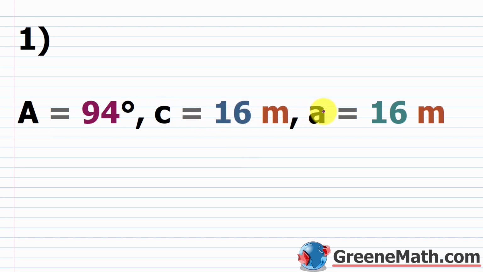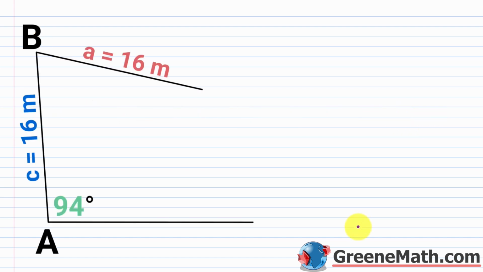And then our side A, remember, this is going to be the side that is opposite of this angle A. This has a length that's 16 meters. What you can do is sketch a little picture and just think about what's going on. So here's my angle A. Again, it's 94 degrees. So this is an obtuse angle because it is greater than 90 degrees and less than 180 degrees. And here's my side A that is opposite of this angle A. You see I've labeled it as being 16 meters. And then here's my side C, which is also 16 meters.